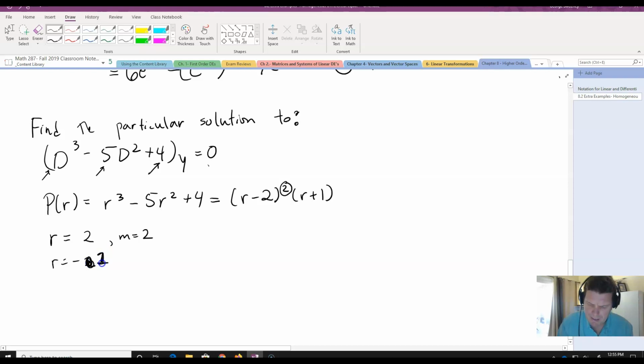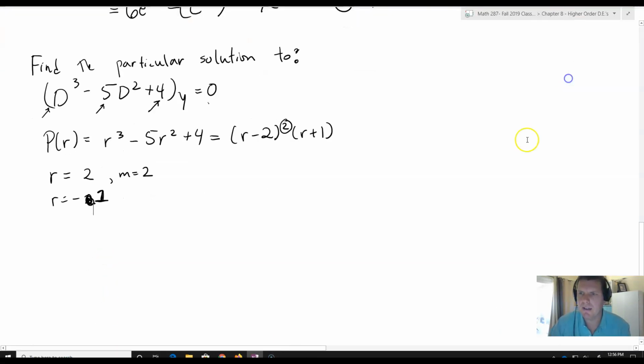Since this is a third order differential equation, we're going to need three linearly independent solutions. The way we're going to go about that is our first solution, y1, will just be e to the negative x. The second solution, y2, will be e to the 2x. And then in order to make the third one linearly independent and still have that power of 2x, y3 will equal x e to the 2x.